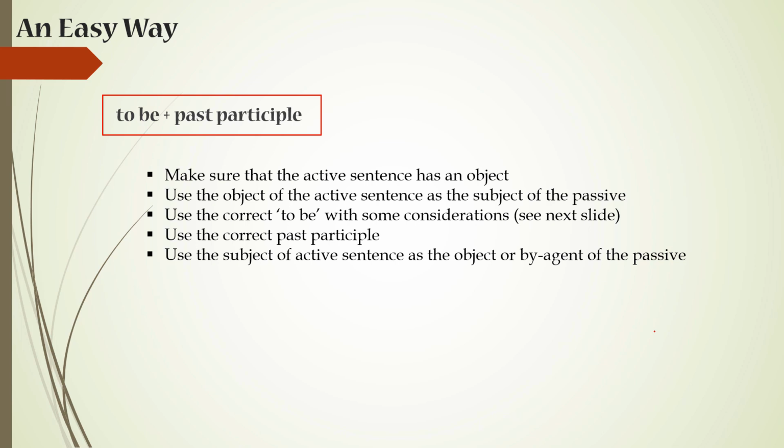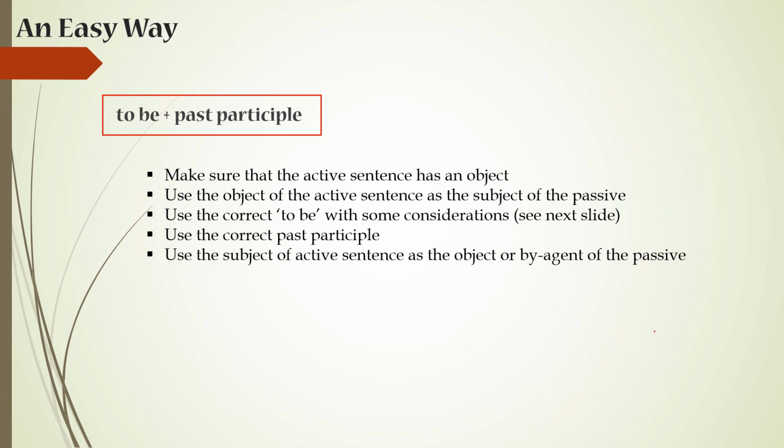The correct to be, in this case, means that if the subject of the passive is singular, you must use the to be for singular subject. If the subject of the passive is plural, you must use to be for plural. Besides, you must also have a look at the structure. If the structure of the active sentence is in the form of simple present, you must use the to be for a singular subject and for simple present.